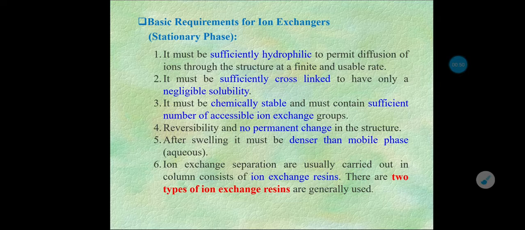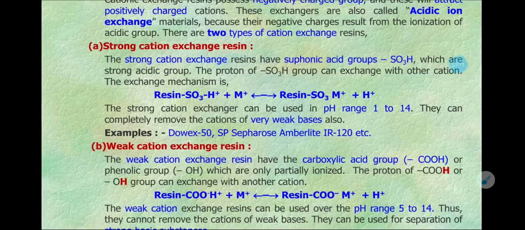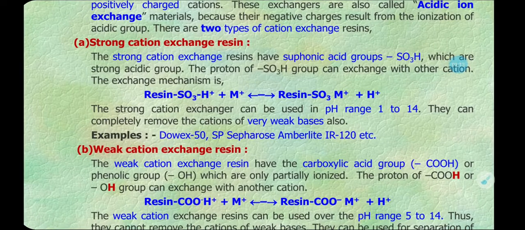This stationary phase and ion exchanger are of two types, that is cation exchange resin or cation exchanger, and second is anion exchange resin, or we call as anion exchanger. So let us see the cation exchange resin.